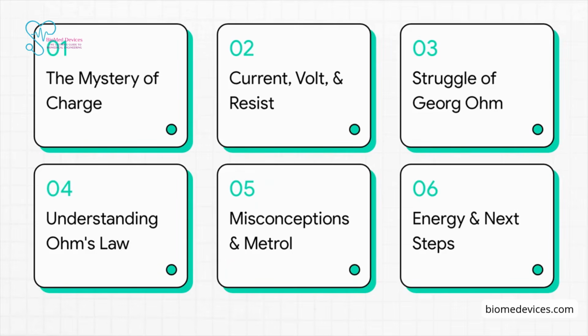Okay, let's dive into this roadmap. First, we'll explore the mystery of charge. Then, define the big three: current, voltage, and resistance. After that, we'll look at the historical struggle of George Ohm, introduce the math, clear up some really common misconceptions, and finally, look at energy and our next steps. We're going to build our intuition completely before we even glance at an equation.